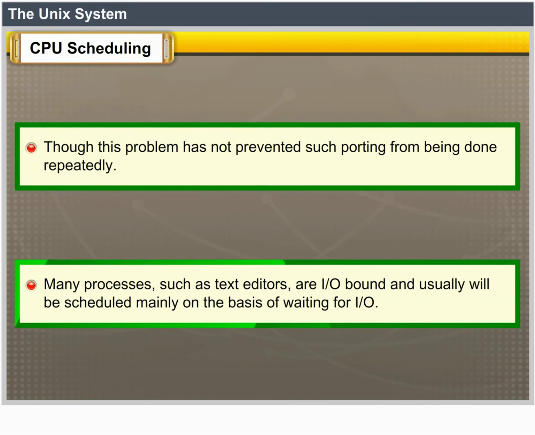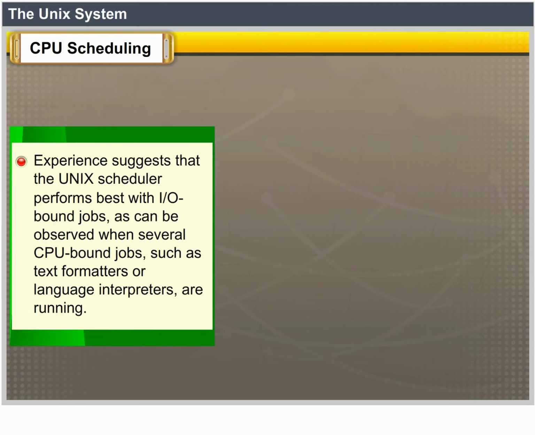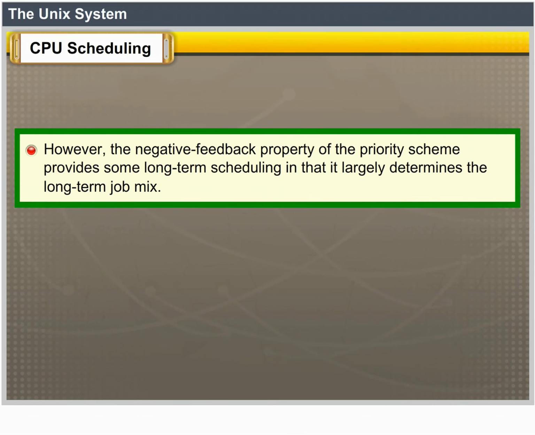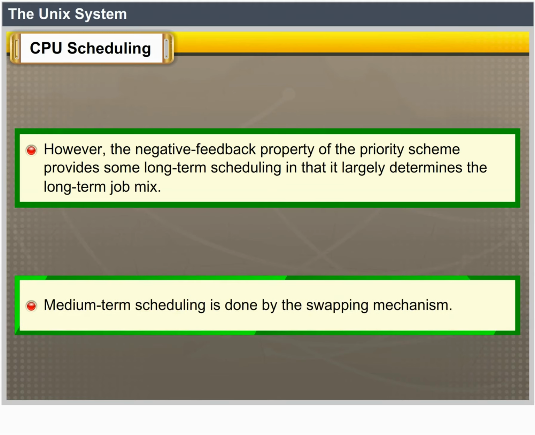Experience suggests that the Unix scheduler performs best with I/O bound jobs, as can be observed when several CPU bound jobs such as text formatters or language interpreters are running. However, the negative feedback property of the priority scheme provides some long-term scheduling in that it largely determines the long-term job mix. Medium-term scheduling is done by this swapping mechanism.